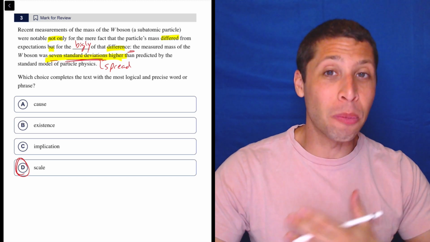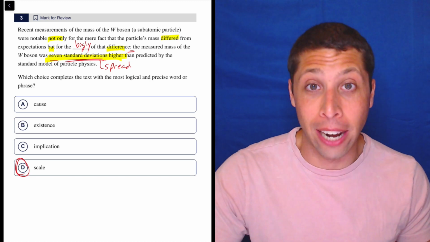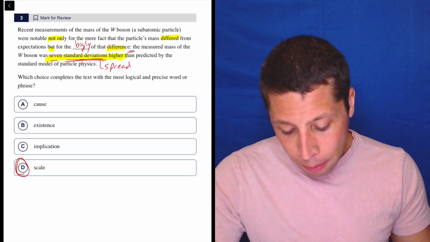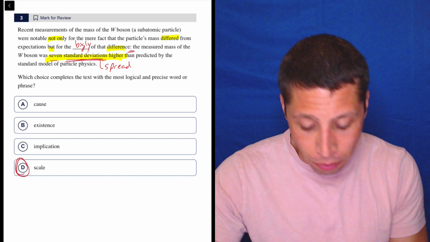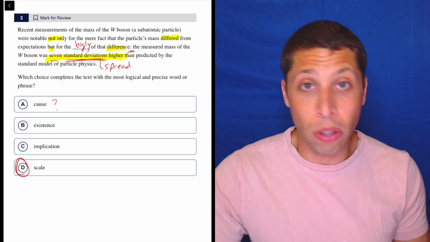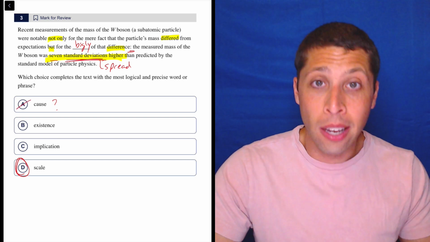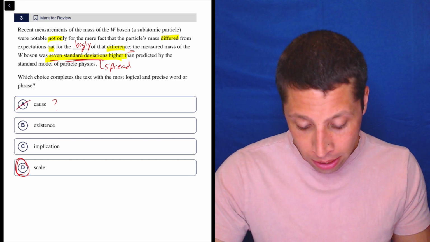That's really, really far up. Basically, anytime you're more than 2 standard deviations away from something, you're an outlier. So 7 is crazy. The other words just don't really make a lot of sense. We never really get the cause of the difference. They don't tell us that after the colon, so that doesn't make any sense. We don't have that cause. We just know that it is different. We don't know why it is different.